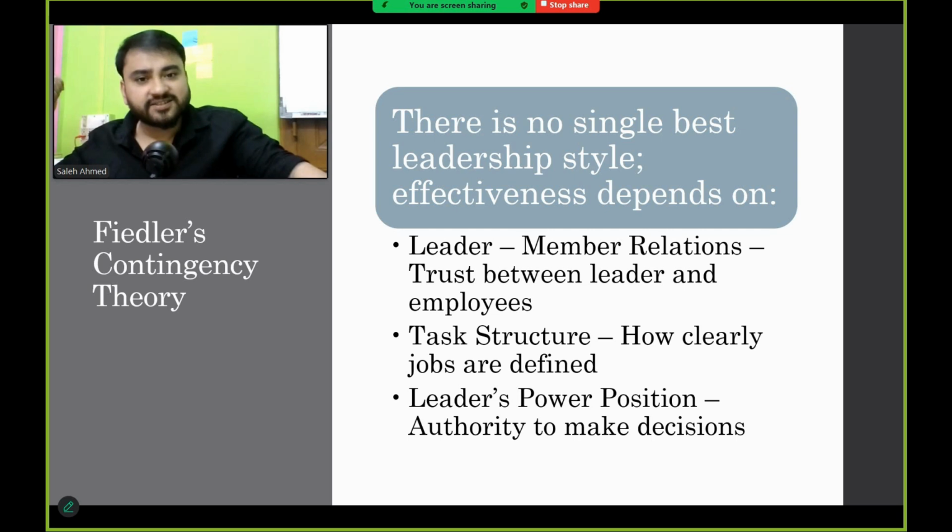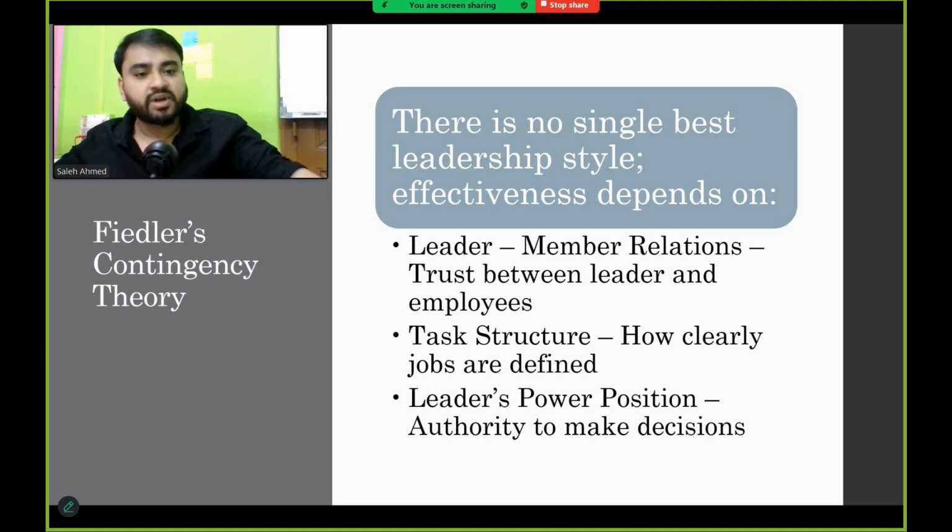Then we have task structure. Task structure states how clearly jobs are defined. If your job is very transparently and clearly defined, you will have more motivation to work. If there is something which is very vague and you really don't know what to do, you will not be that much enthusiastic towards completion of that particular task.